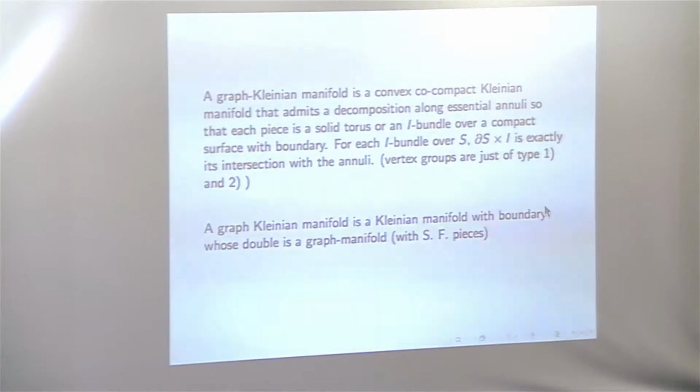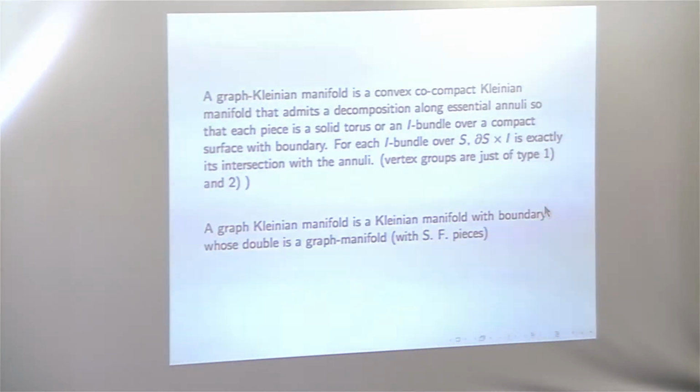Okay, so now, let's try to understand these groups that are just made out of Cantor sets, and in a particular way, made out of Cantor sets that are surfaces. So a graph Kleinian manifold is a convex-cocompact Kleinian manifold. So it's the quotient of a convex-cocompact Kleinian group. So it admits a decomposition along essential annuli so that each piece is either a solid torus or an I bundle over a compact surface with boundary. And furthermore, the intersection with the annuli is exactly the boundary of the surfaces times I. So this is commonly called a book of I bundles.